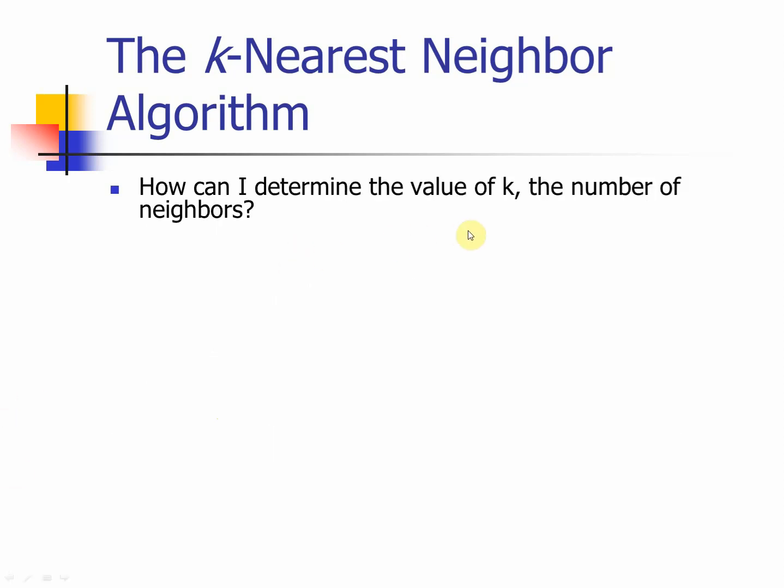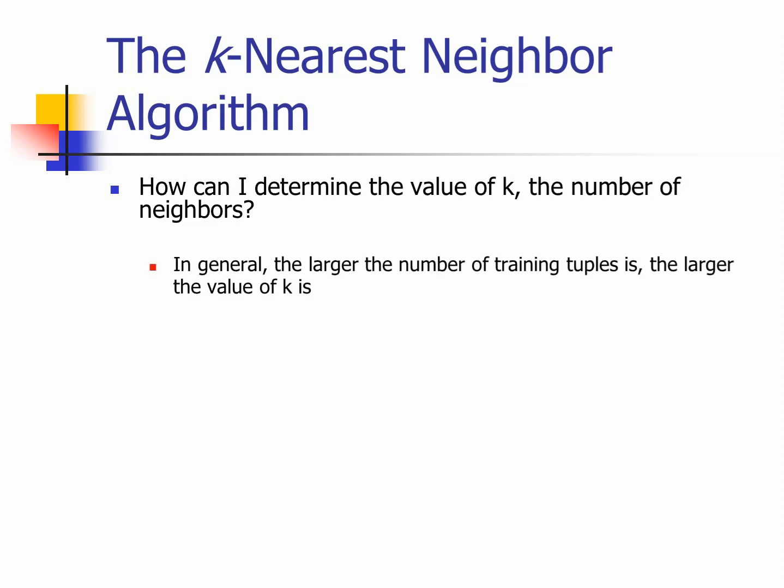So how can I determine the value of k, the number of neighbors? That's of course always some research question. Usually when I apply k-nearest neighbors, I would do a chart, list out all the k values starting from 1, 3, 5, depending on the data set I have. I can go all the way to a really large number and then test all of those. It's not that difficult to do, especially if we basically just need a for loop to test out all the cases, running the same algorithm again and again, and then record the performance of each operation. In general, the larger the number of training tuples, the larger the value of k is.